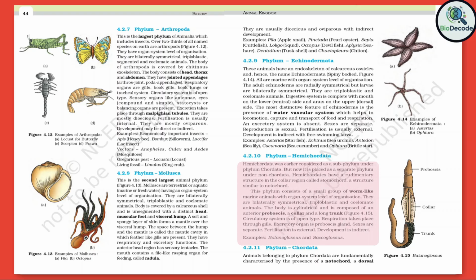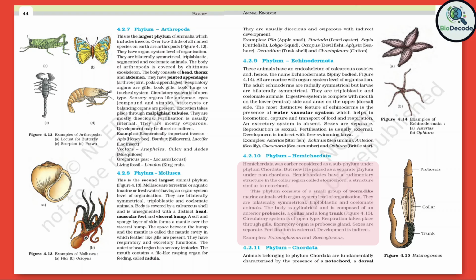Hemichordata was earlier considered a subphylum under Phylum Chordata, but now it is placed as a separate phylum under Non-Chordata. Hemichordates have a rudimentary structure in the collar region called stomochord, a structure similar to notochord. This phylum consists of a small group of worm-like marine animals with organ system level of organization. They are bilaterally symmetrical, triploblastic, and coelomate animals. The body is cylindrical and is composed of an anterior proboscis, collar, and a long trunk. Figure 4.15. The circulatory system is of open type.